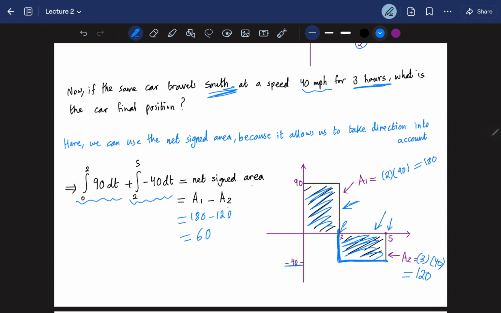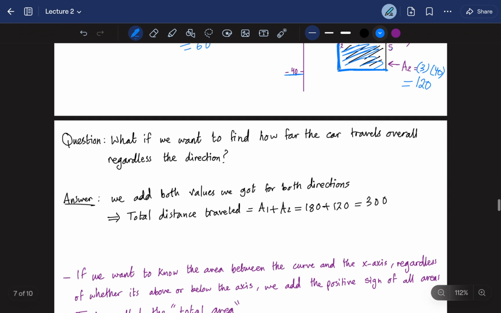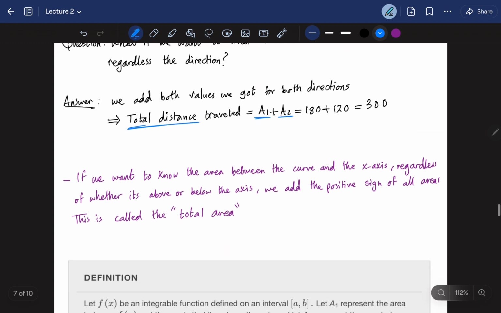Okay, so the question here: what if I want to find the total distance traveled, not the final position? What we do is add up the distances in both directions, but it's going to be positive, right? Because I want to find the total distance. So the total distance is just going to be these two areas added up. So it's just 180 plus 120, which is 300.